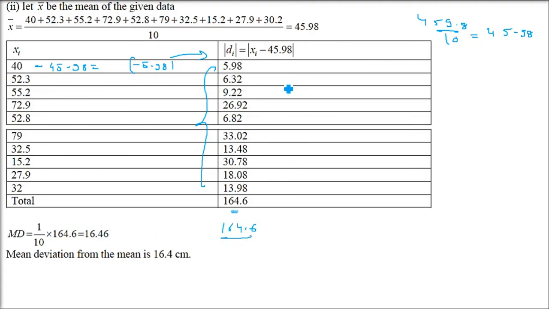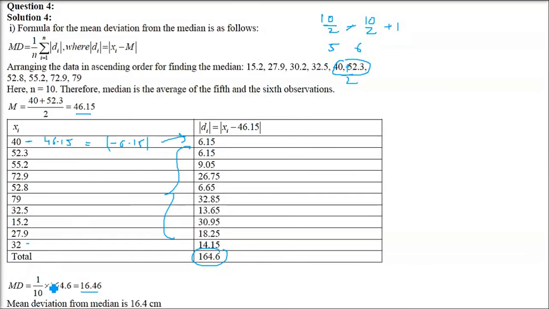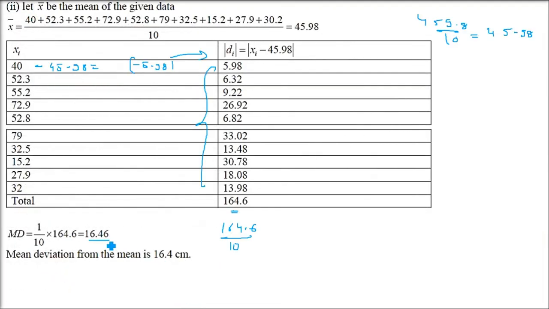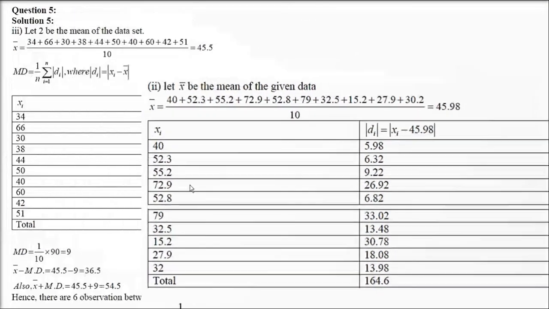This is again 16.46. You can take it as 16.4 or 16.5. Now the important thing is that the mean deviation around the mean and around the median are both the same. It's 16.5 or 16.4, whichever you take. Both are the same. First is 16.4, second is 16.44, like this.